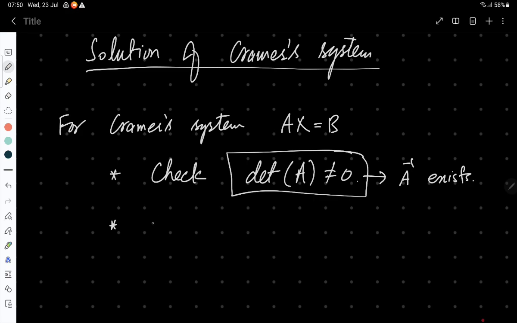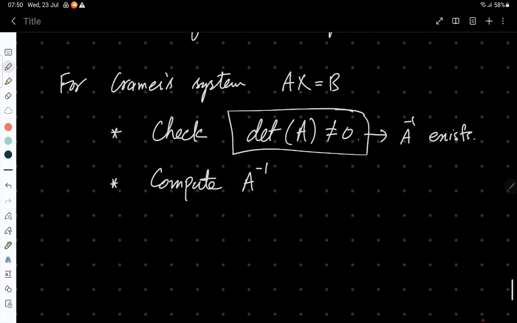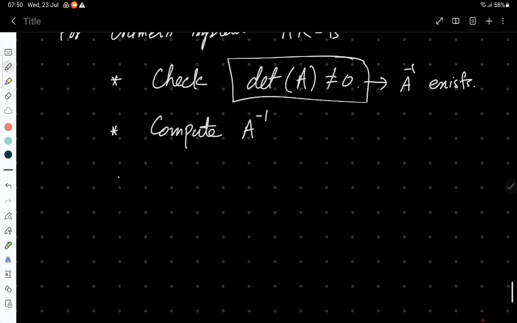So if A inverse exists, the next step is to compute A inverse. And I told you how to compute A inverse. You will form an augmented matrix and convert it into row echelon form, and the thing on the right side will be the inverse of this. You understand this? And then what is the solution of the Cramer system? The solution of the Cramer system is A inverse times B.